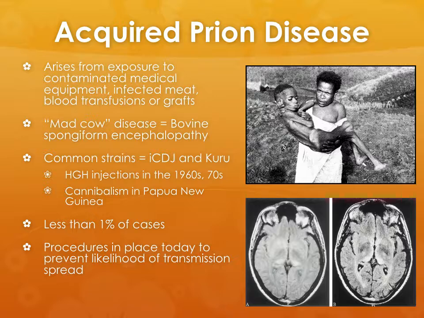Another notable case of acquired prion disease involves the Fore people of Papua New Guinea, shown here at right, who spread the disease among their tribe via cannibalism. While this problem has since been eliminated, there have been a lot of really interesting books and documentaries on the subject, which I suggest you check out if you're interested in finding out more.